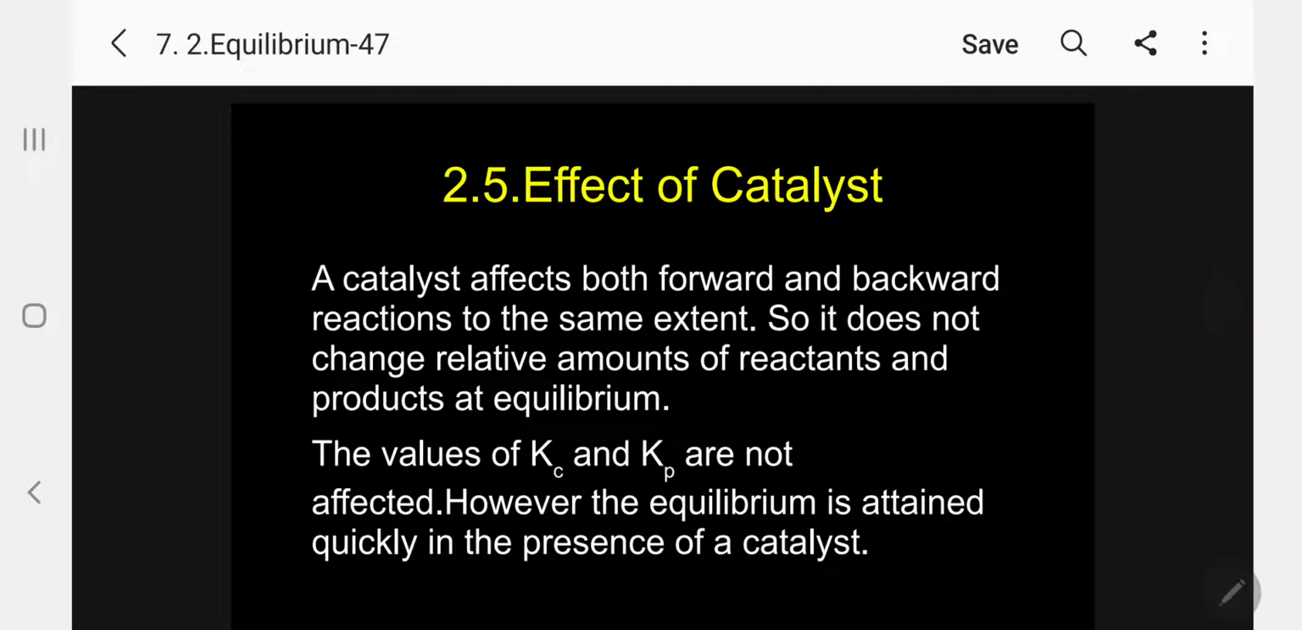Catalyst. A catalyst affects both forward and backward reactions to the same extent, so it does not change the relative amounts of reactants and products at equilibrium. The values of Kc and Kp are not affected by a catalyst. However, equilibrium is obtained quickly in the presence of a catalyst due to the decrease of energy of activation.